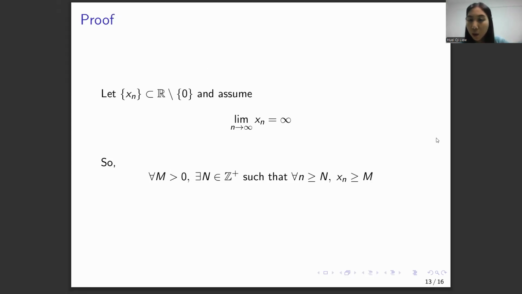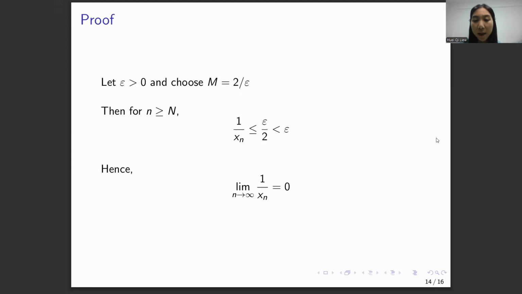If a sequence x_n goes to infinity, using the same idea as just now, the value of x_n becomes very, very large. As a result, the value of 1 over x_n becomes very small. So given an epsilon greater than 0, we can choose n large enough such that 1 over x_n is smaller than epsilon. This shows that the limit of 1 over x as x approaches infinity is equal to 0.